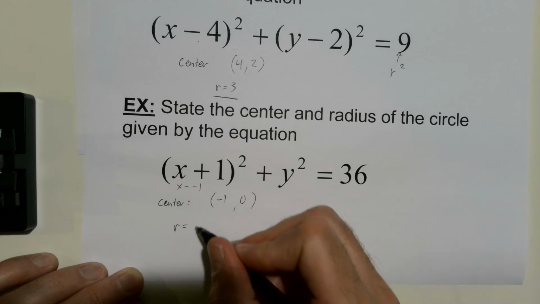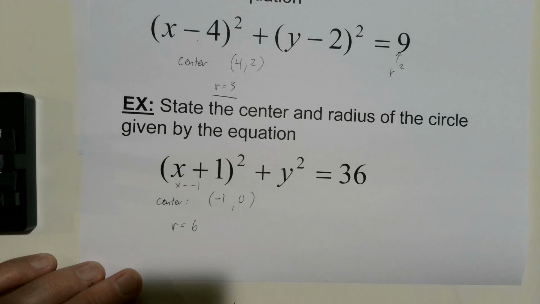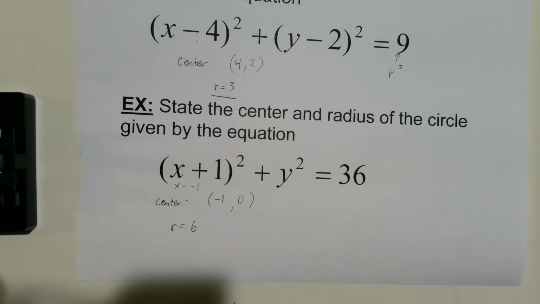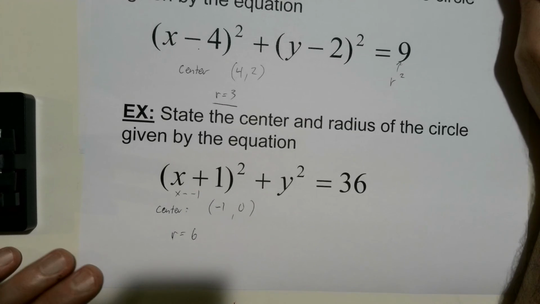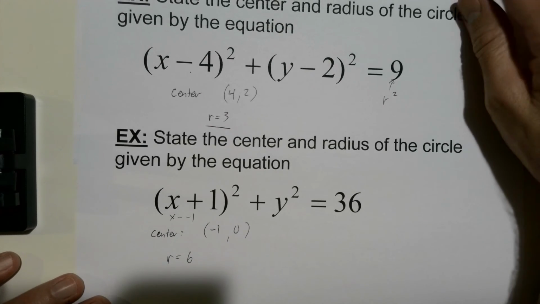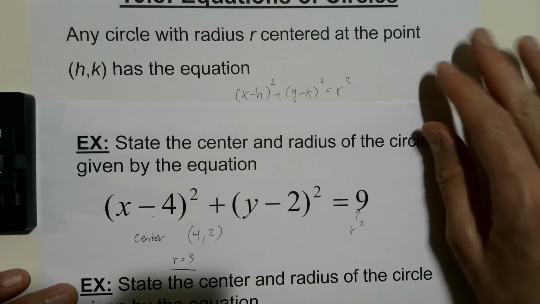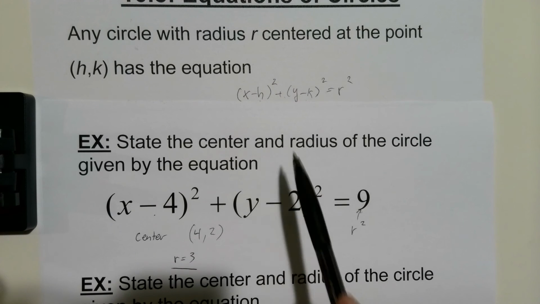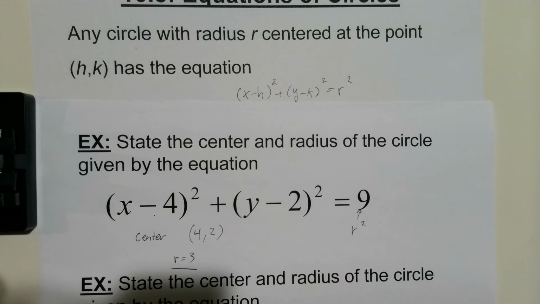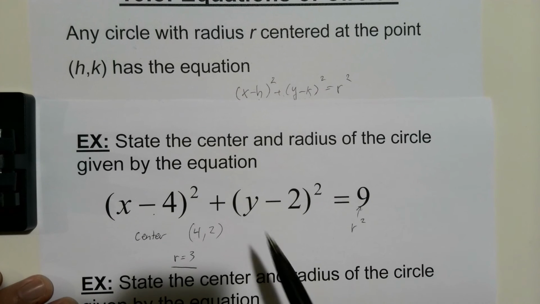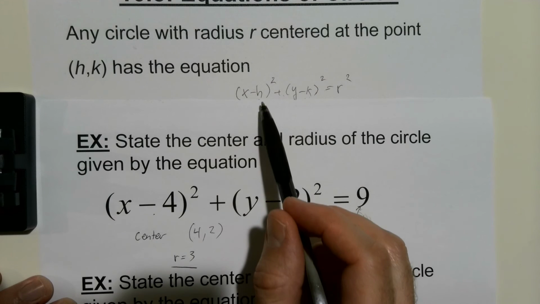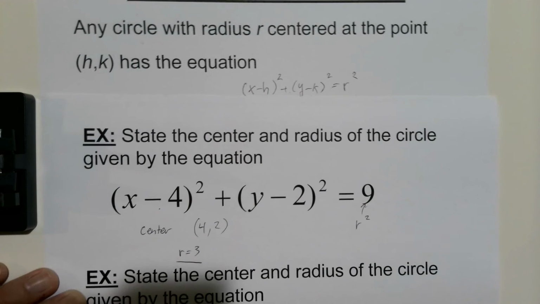Radius is going to be square root of that, which is 6. So the nice thing about equations of circles is, as long as you remember that distance formula, you basically already have the equation of a circle. All right, bringing that back up. And as long as you see that pattern, again, it's just like y equals mx plus b. If you know that pattern, you know what m is, you know what b is. Same thing for circles. We're not looking for m and b, we're looking for h, k, and r.